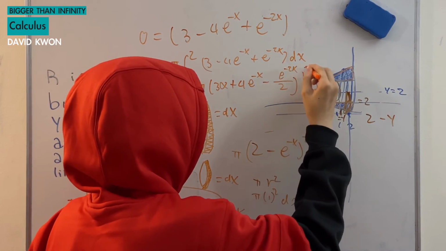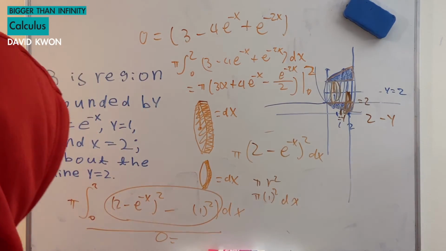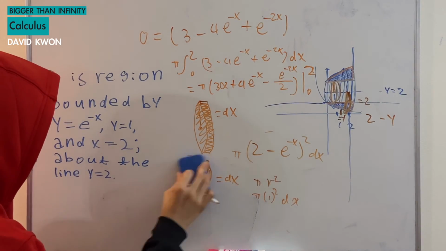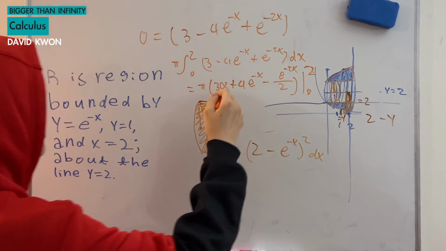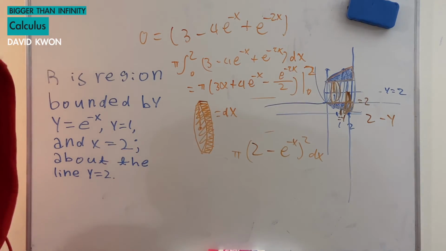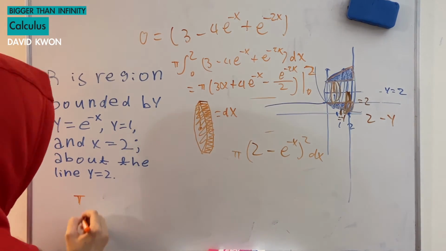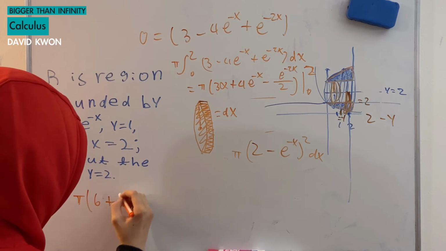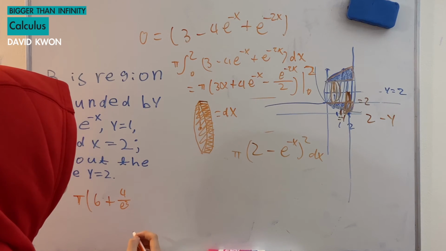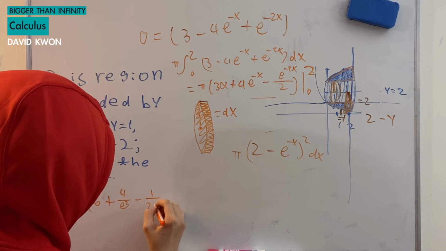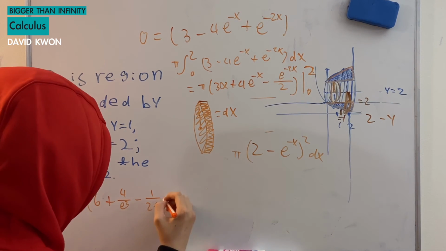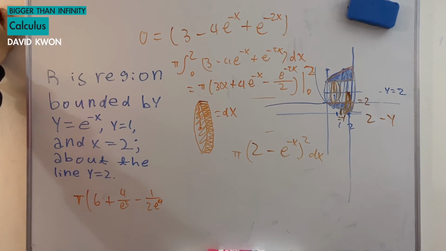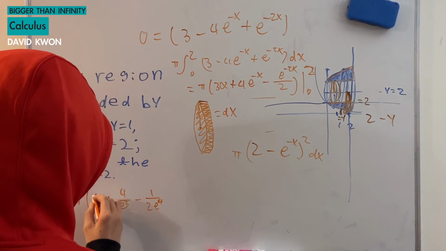If you don't have room, we could delete something. Well, let's erase this. And this, why not? So a more simplified version of that would be putting in the 2 right there, which I get 6, then plus 4 over e to the power of 2 minus 1 over 2 times e to the power of 4. Was all that correct? Yeah, I think so.